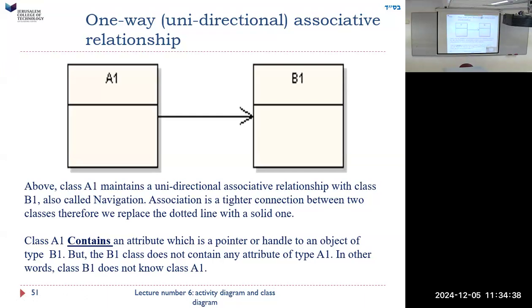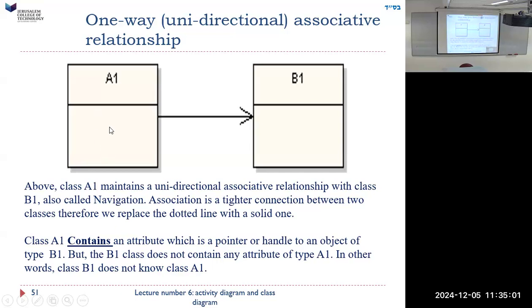Above, class A maintains a unidirectional association relationship with B. It's also called a navigation. Association is a tighter connection between the two classes. Therefore, replace the dotted line with a solid line. Class A contains an attribute which is a pointer or handle to an object of type B. But B does not contain any attribute A. In other words, B does not know that A exists.